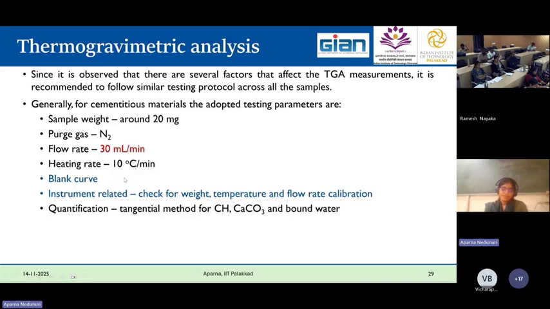For the blank, we keep the sample crucible empty, and also keep the reference crucible, and then run the temperature scan. The instrument-related things can also be checked. We need to check for weight, temperature, and flow rate calibration at different durations. And it is preferred to use the tangential method to quantify the amount of calcium hydroxide and calcium carbonate present in the system. Once the weight losses of water and CO2 are determined, we can subtract them from the total weight loss to get the amount of bound water present in the system.